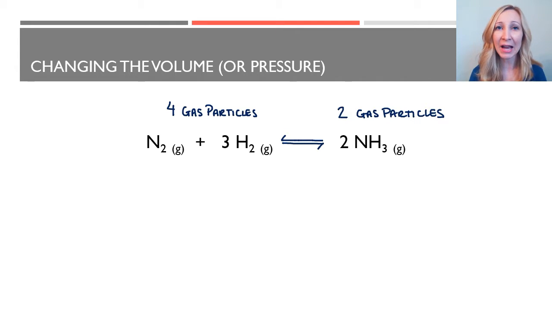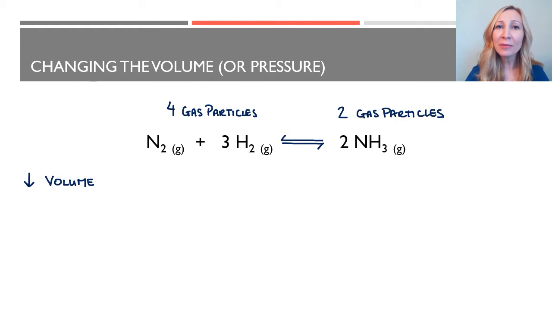And the size of the actual particle doesn't matter in a gas because they're so far apart. So what happens if we decrease the volume of the container? This would be like decreasing the volume of the swimming pool. What happens? Now, if we decrease the volume of the container, the reaction will shift in the direction that contains the fewest number of gas particles.